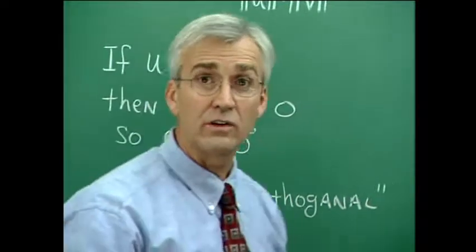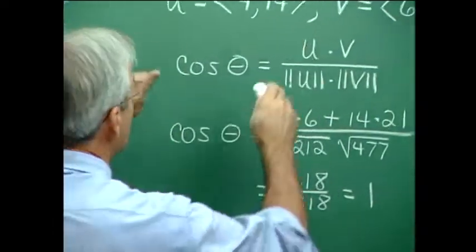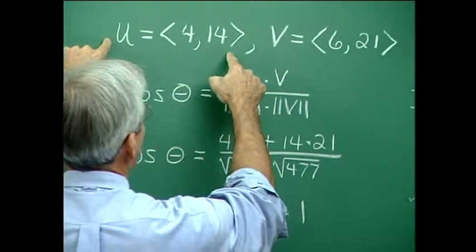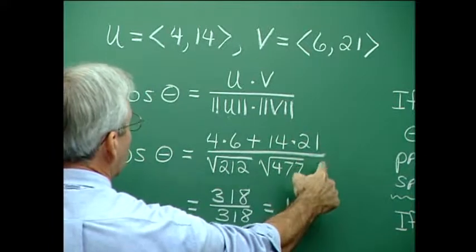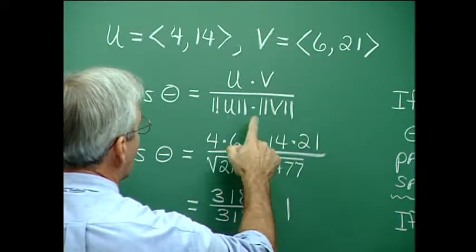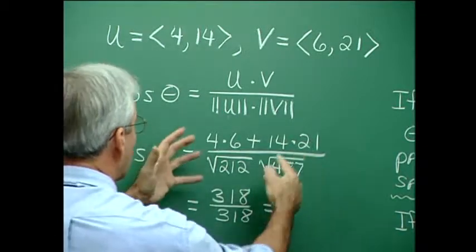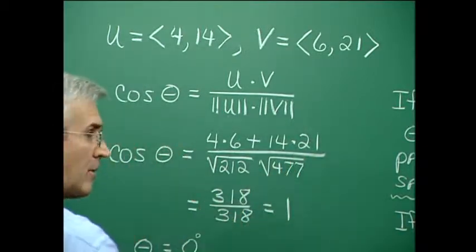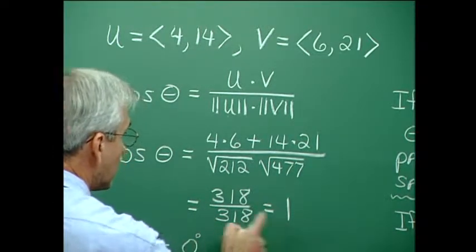A couple of other interesting situations can occur, rather special situations, I guess. If u is this vector and v is this vector, and we go into our formula and make the appropriate calculation for dot product and magnitudes in the denominator, we get this. And then when we resolve the situation in numerator and denominator, it turns out we have the same number in numerator and denominator, so the fraction becomes 1.